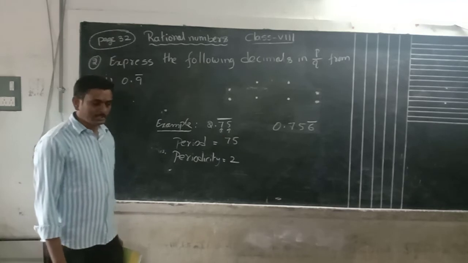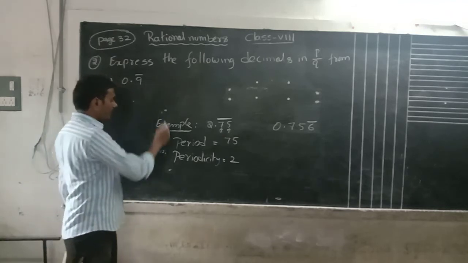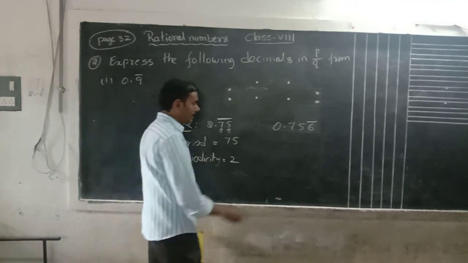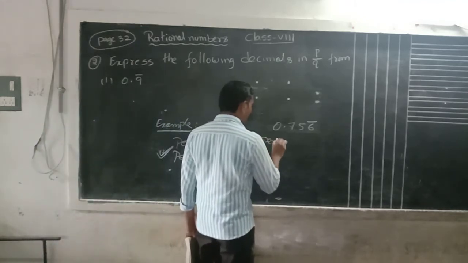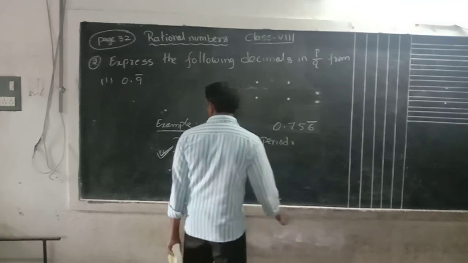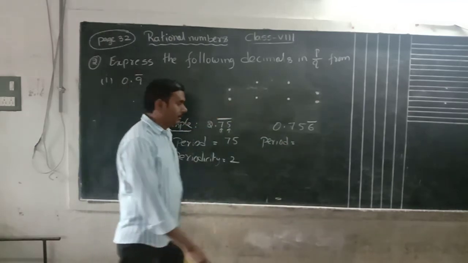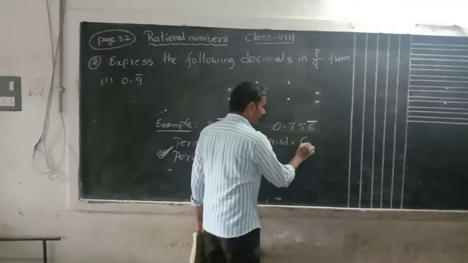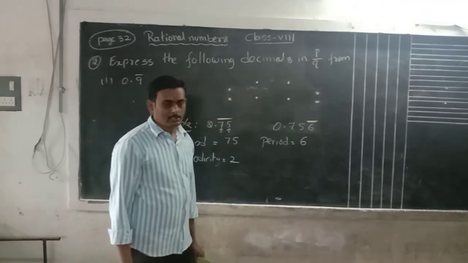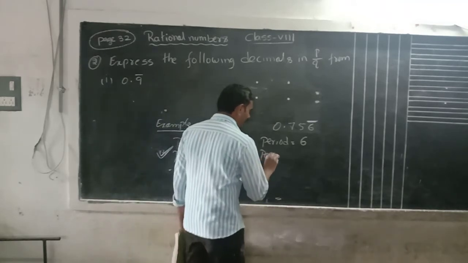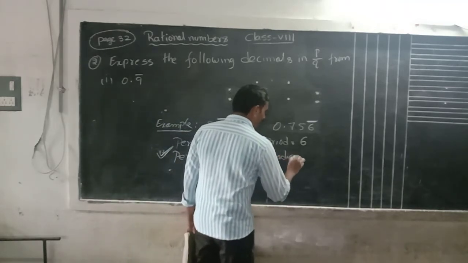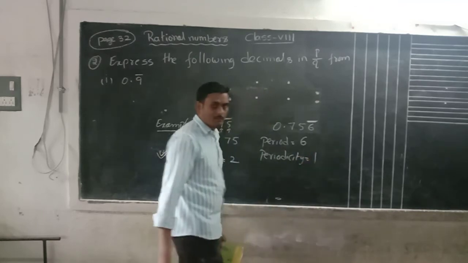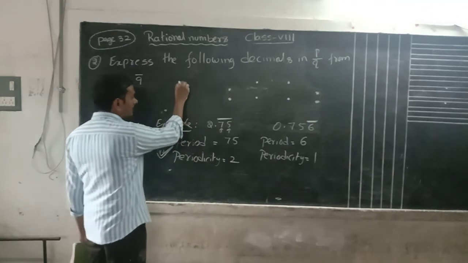2 is the periodicity. While converting to p by q form, we will use the periodicity. What is the period for this one? Under the bar, the period is 6, not 8. Period is 6. Periodicity: how many digits are repeating under the bar? 1 digit only. Now one more example.